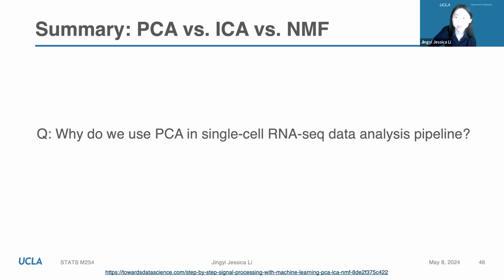So the logic is that first we want to reduce dimension, and we want to preserve information in our data. Those are the two things we want to achieve. Therefore, PCA seems to be a natural choice, but PCA requires data to be Gaussian, and single cell RNA-seq data is not Gaussian. Then we use transformation to make data Gaussian. So that's the whole logic flow.